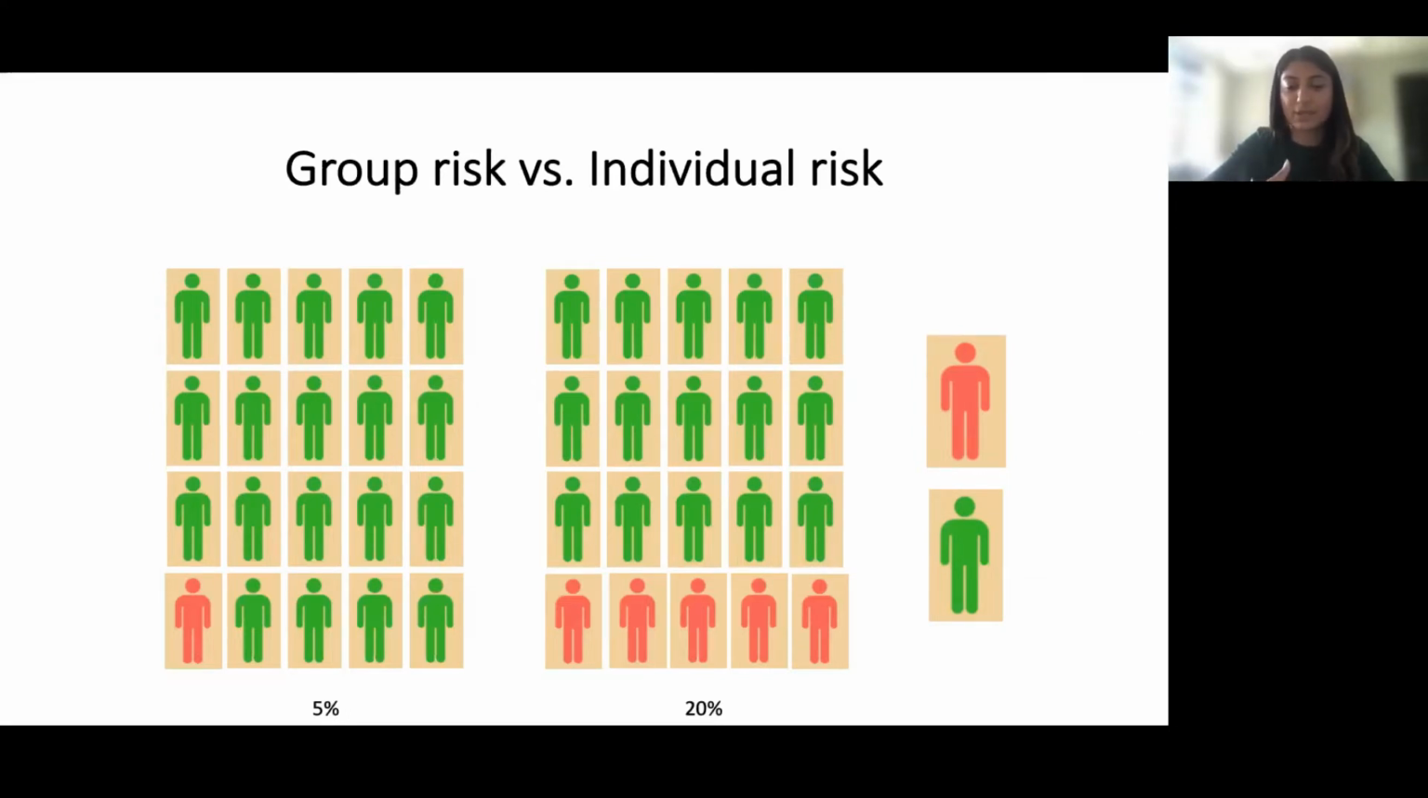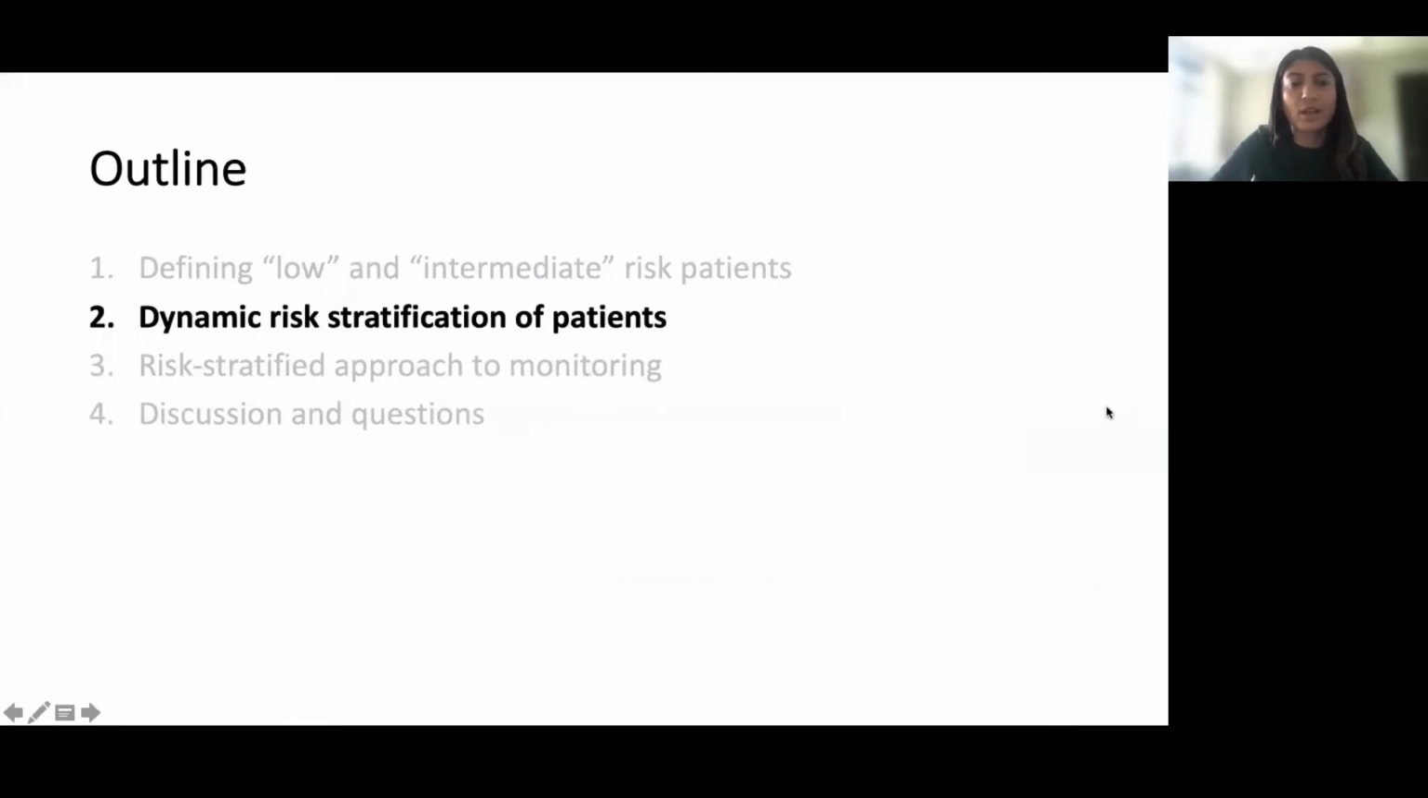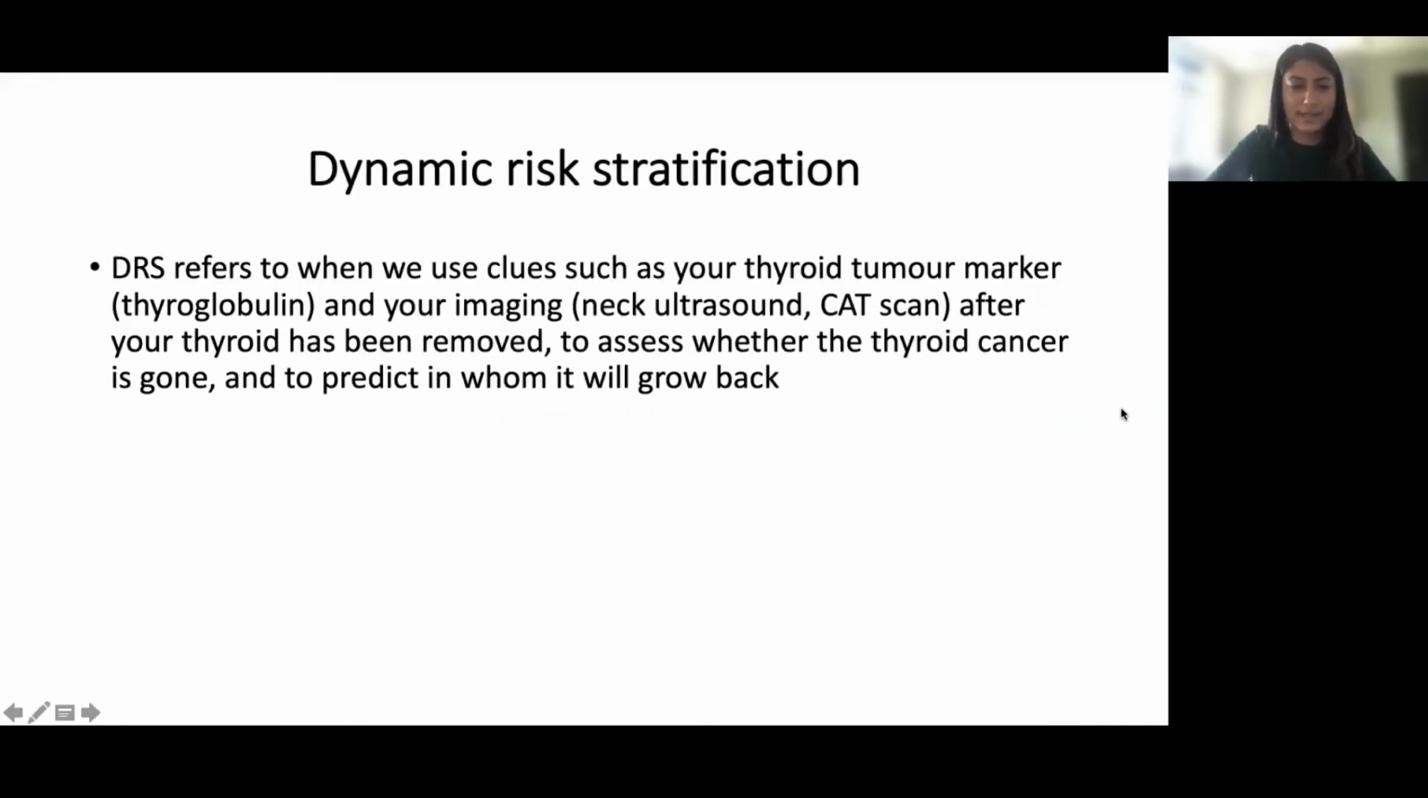I think that's important, especially when comparing or talking to a support group online or anything like that, just understanding that these are group risks. They're at the level of hundreds of patients who are categorized in the same way, and it doesn't dictate your own individual risk. So the next part is dynamic risk stratification. What does that mean?